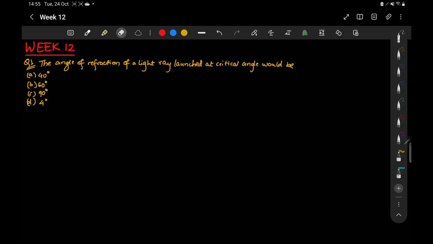So let us get started with the first question. The angle of refraction of a light ray launched at critical angle would be what we need to select. So this is a simple question on critical angle. Let me launch the poll for all of you. All the students, please select the correct answer to this question in the Zoom poll.